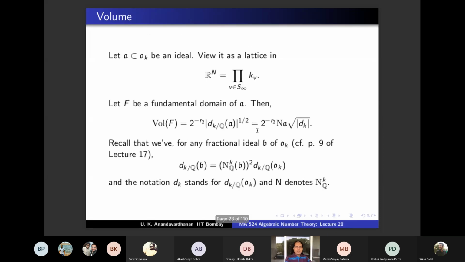So let us do this. So you remember discriminant, right? You take a basis. So what is the discriminant of an ideal or the discriminant of a fractional ideal?